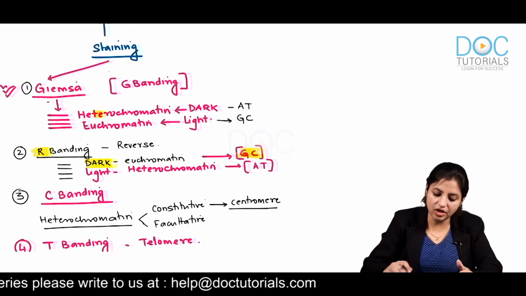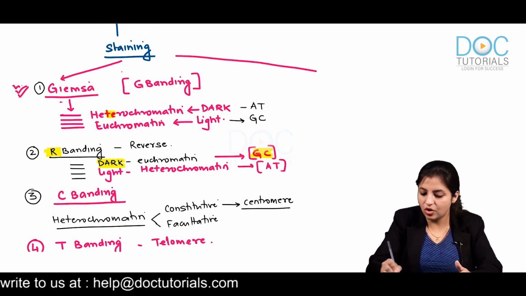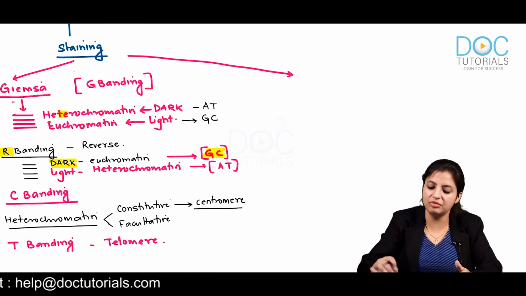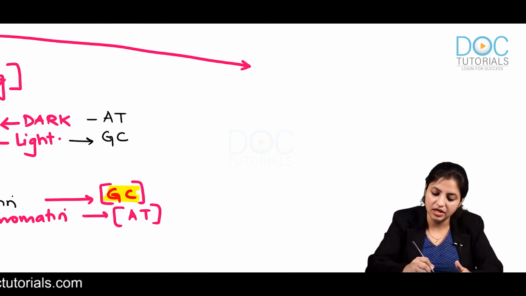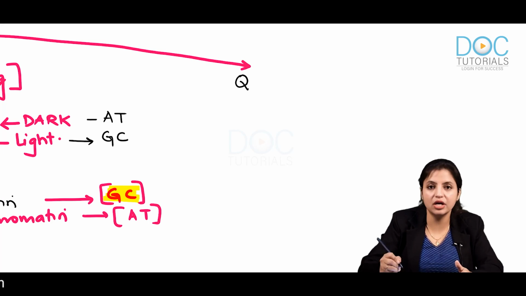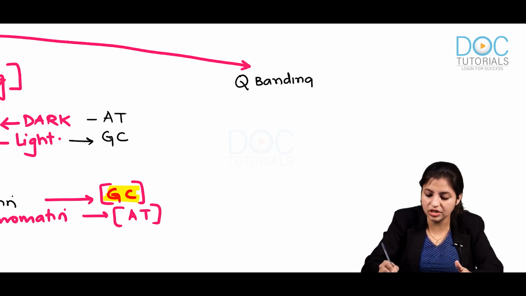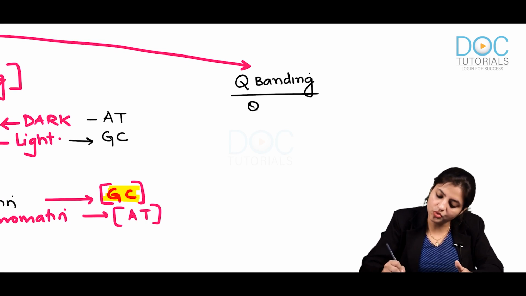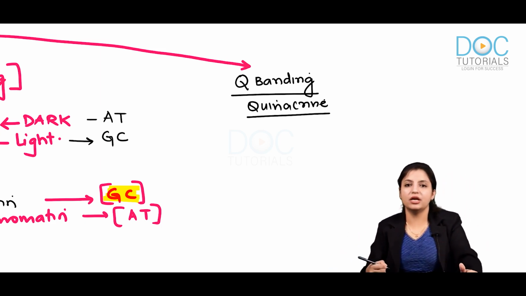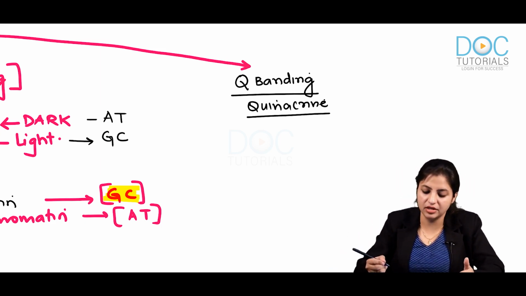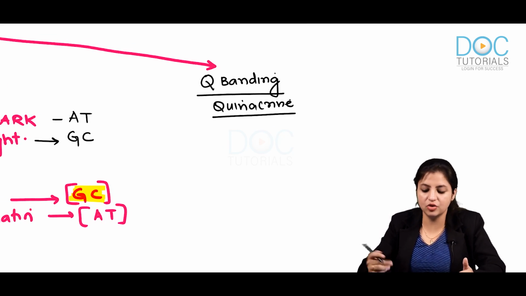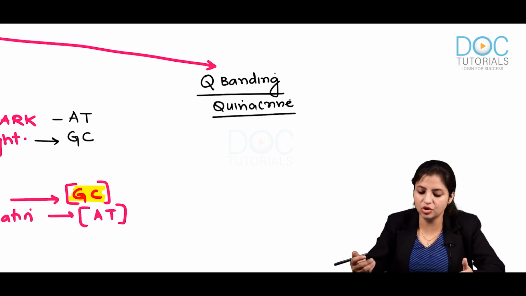Now instead of Giemsa, we can also stain with some other dye. This dye is called quinacridone. This is a fluorescent dye, called quinacridone, and this is called Q banding. What is this called? Q banding. So Q banding is quinacridone banding.